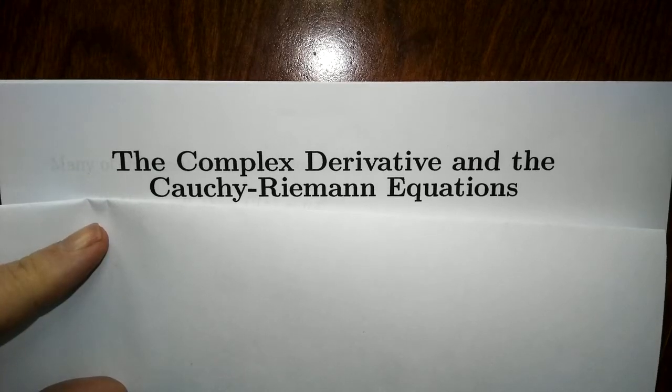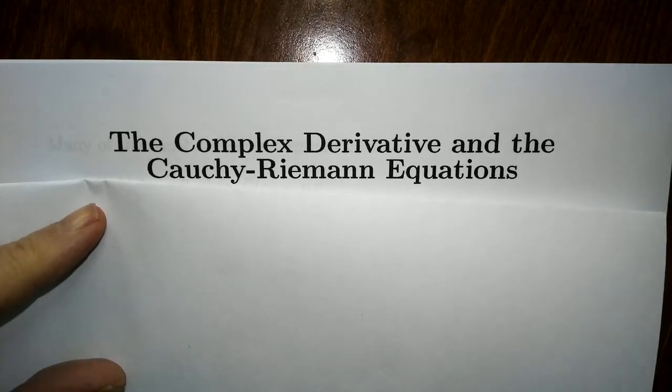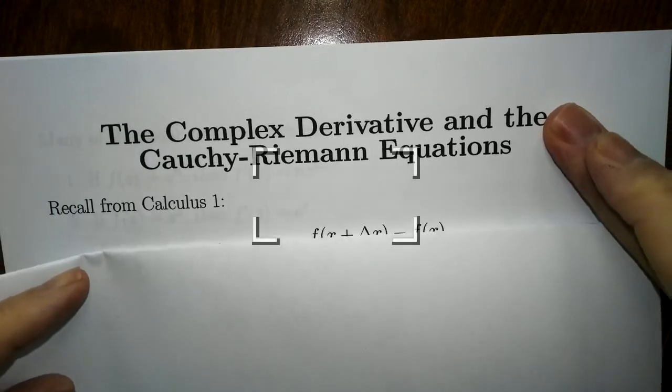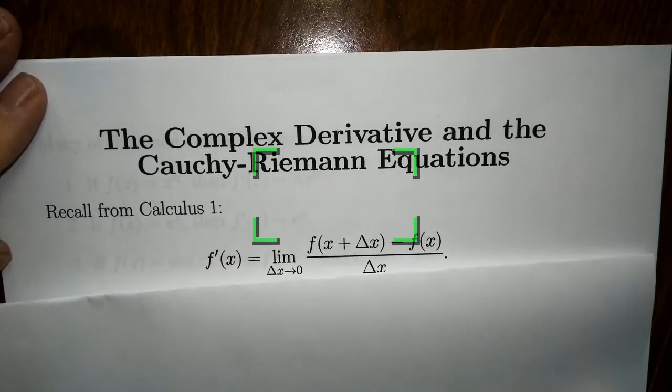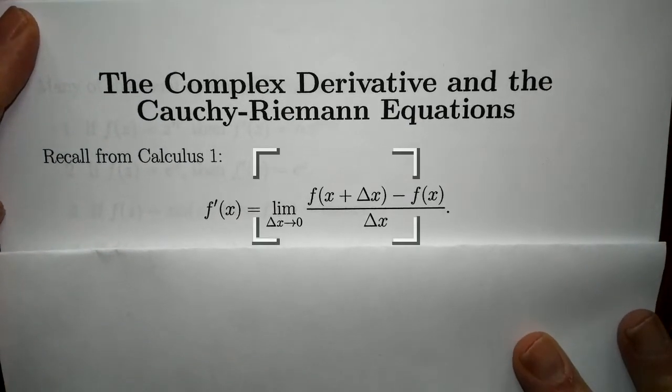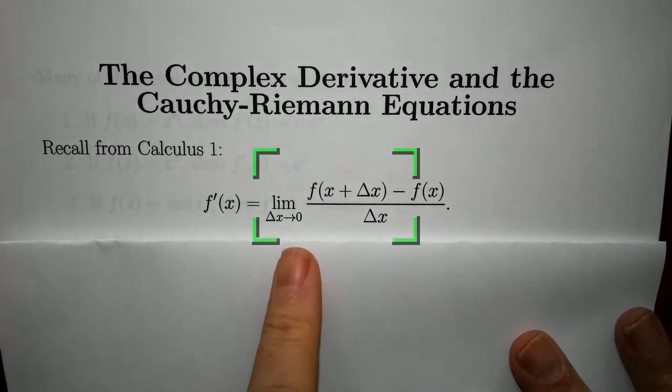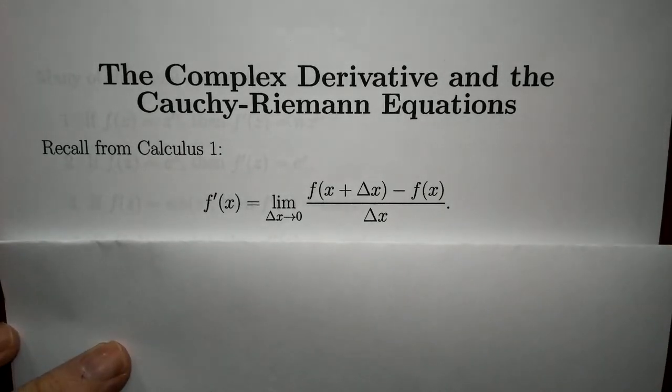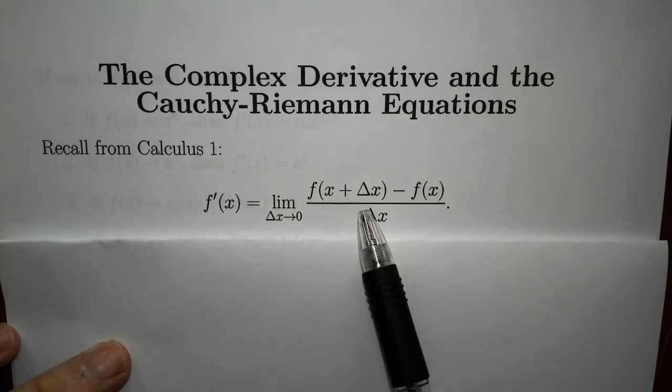In this video, we're going to talk about the complex derivative and the Cauchy-Riemann equations. So let's go back to Calculus 1 for a moment. The definition of the derivative says that f prime of x is the limit as delta x goes to 0 of f of x plus delta x minus f of x over delta x.